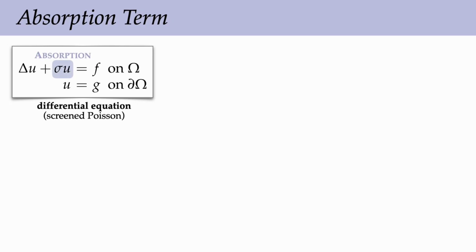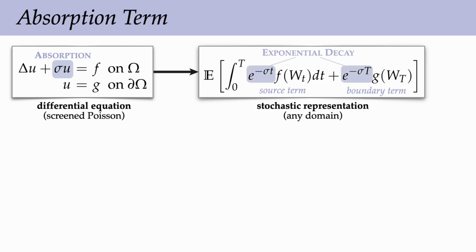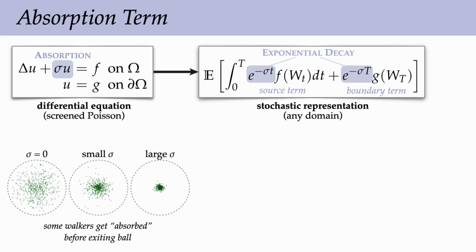How about absorption? Well, the idea now is that the longer a particle wanders around our domain, the more likely it is to get killed. So we have a cumulative probability described by exponential decay. To turn this into a deterministic integral, we can ask where the particle spends time inside the ball, just like we did before. And now we get a different Green's function, sometimes called the Yukawa potential, that depends on the absorption parameter sigma.